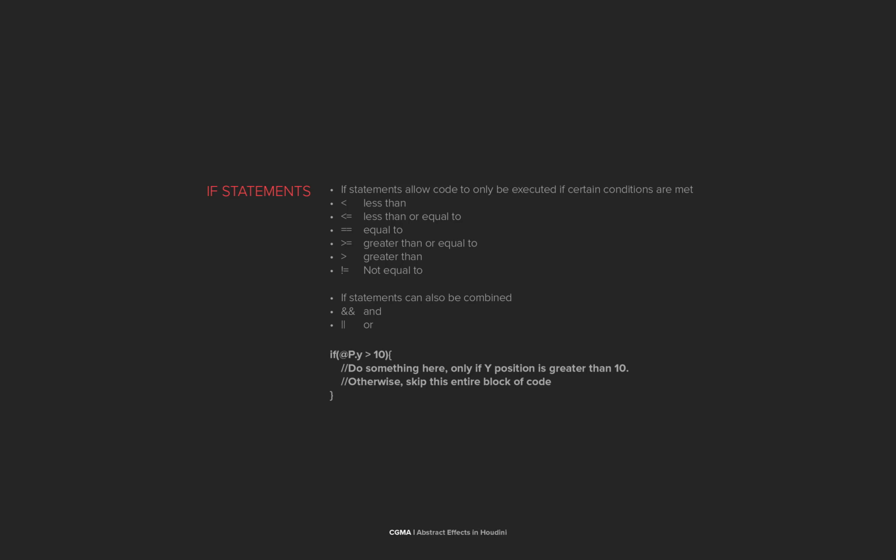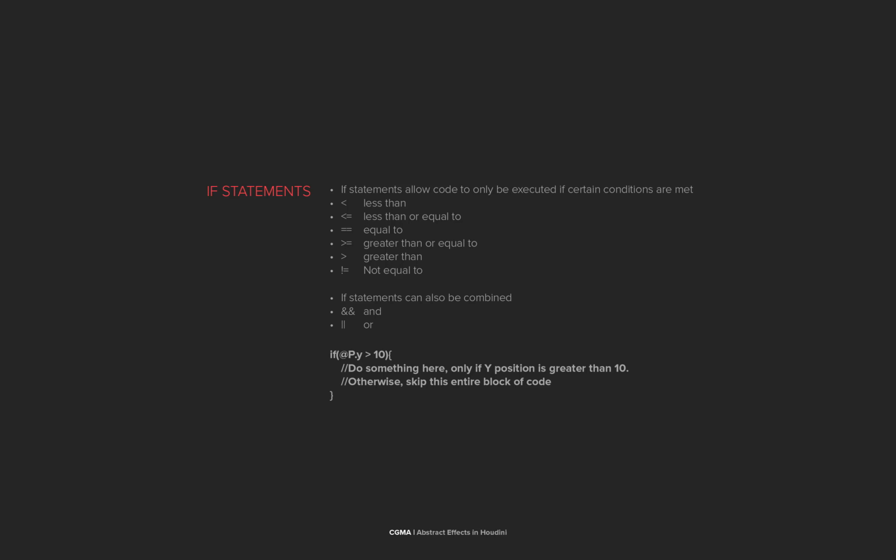We can also combine different conditions using these operators here. We have and, and we have or. So we can say something needs to be greater than 10 and less than 25. Or we can say it needs to be black, the color black, or it could be red. And if either of those things are true, then we'll go ahead and execute this block of code.